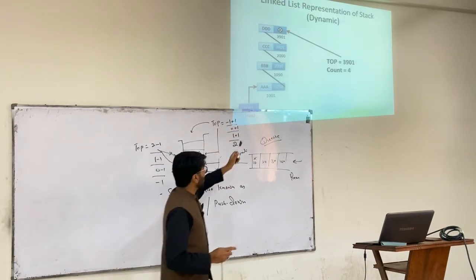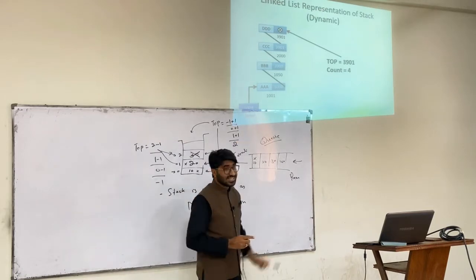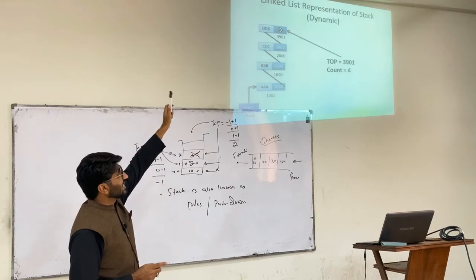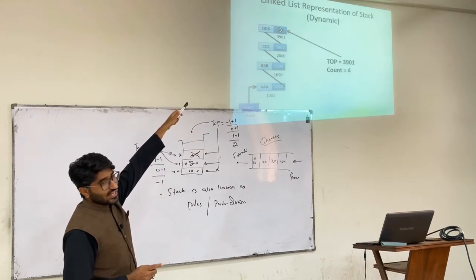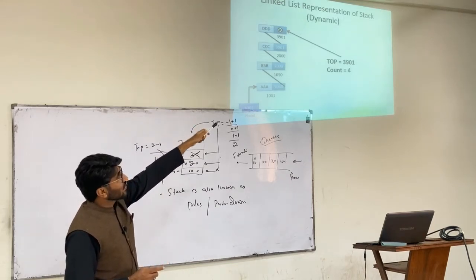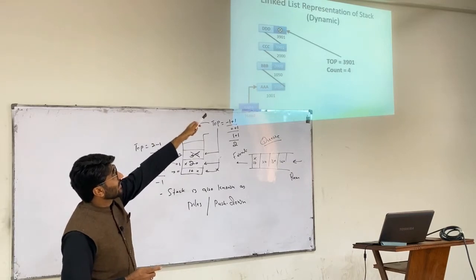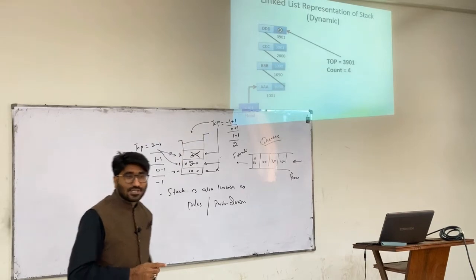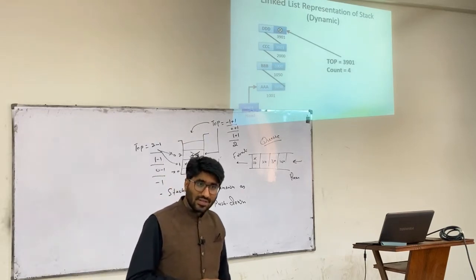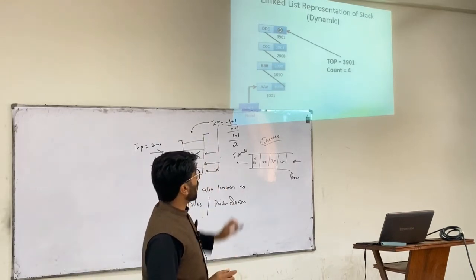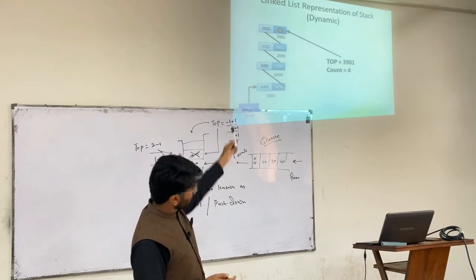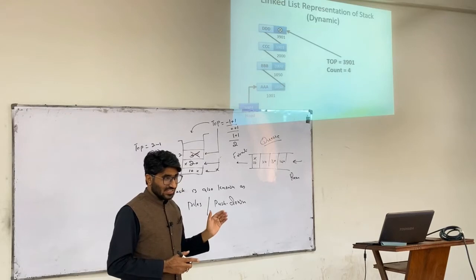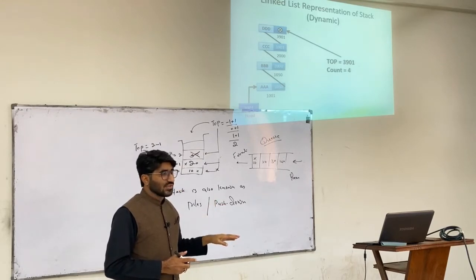So if you can see here, this is the first value we have inserted, then B value we have inserted, then C, then D. The last value we inserted, that is D. So now your top is pointing to D. What is the address of D? 3901. So top is equal to 3901. And the count is 4. How many items are there? 4. So this is stack representation using linked list.